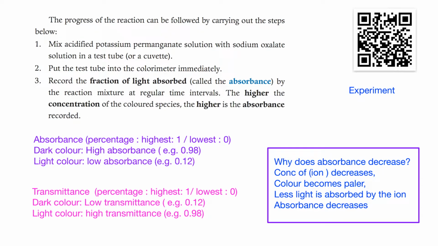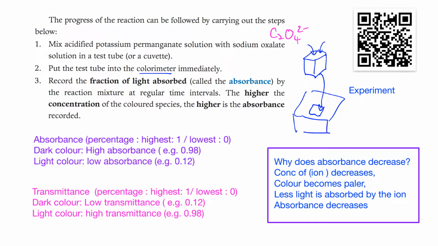During the process, what we're going to do is mix the reactants. For example, we mix the potassium permanganate together with the sodium oxalate solution. Oxalate solution refers to the C2O4 2-. We mix them together in a test tube, or in a cuvette, which is a cell like this where you put the chemicals in. Then we're going to put it in a colorimeter. The colorimeter has a place for you to put this cuvette in.